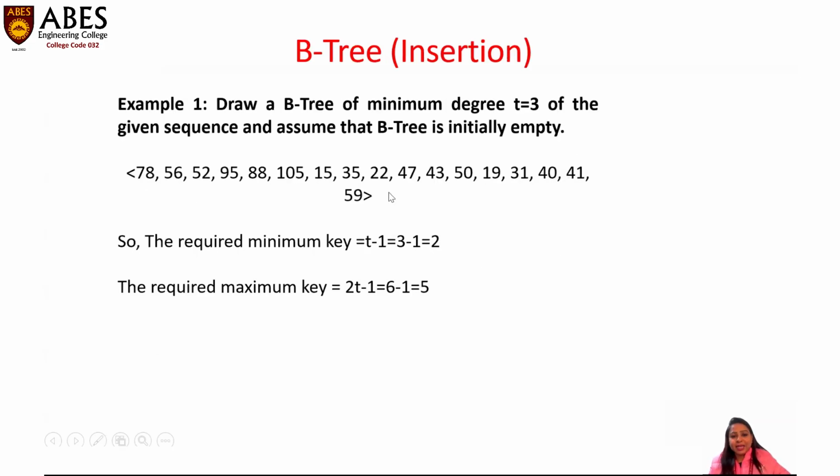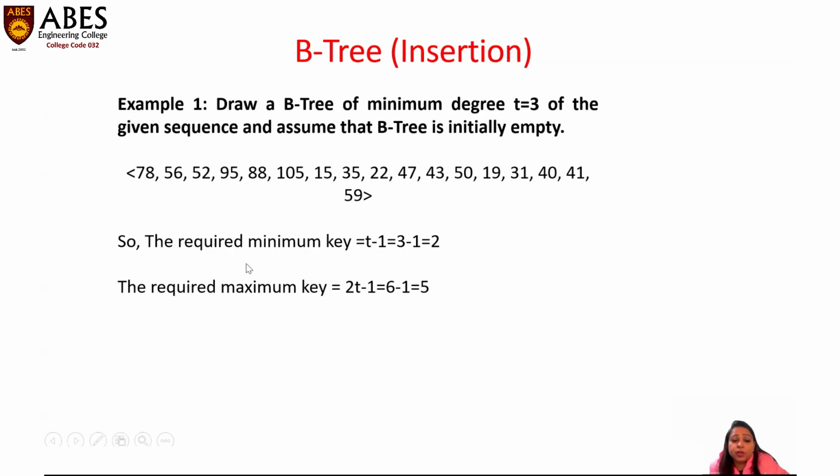Let's take an example of a B-Tree with minimum degree t equal to 3 for the given sequence. Assume that the B-Tree is initially empty. We have been given an array that consists of the values 78, 56, 52, 95, 88, 105, 15, 35, 22, 47, 43, 50, 19, 31, 40, 41, and 59. They are arranged in neither increasing nor decreasing order.